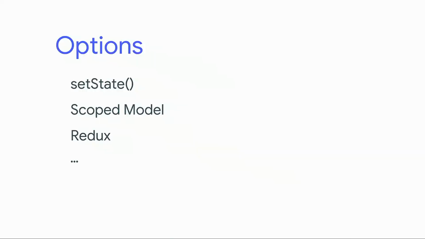Set state works fine if you have a very shallow tree and your app is fairly simple. Scope model is a fantastic way for a model which is relatively straightforward to be passed up and down and change on a tree of arbitrary depth. For those of you who like the Redux pattern, there is an excellent Redux implementation built by the community, the Redux package for Dart and Flutter Redux for Flutter, which will give you that pattern, and you can use that as well.